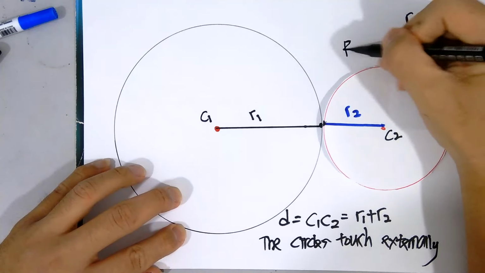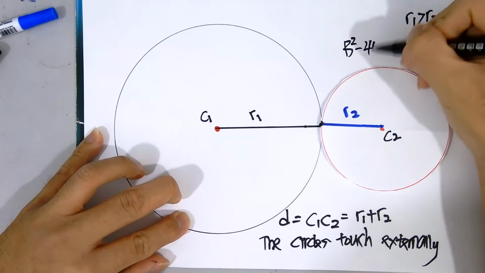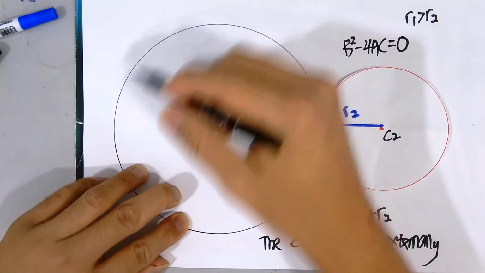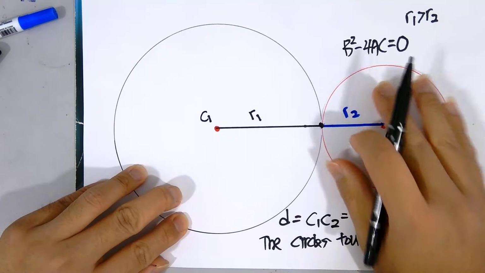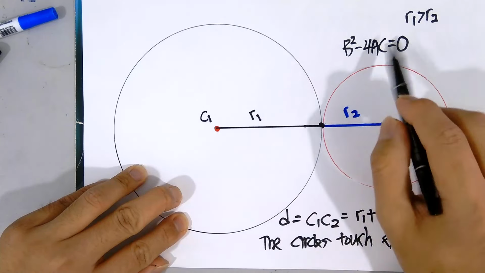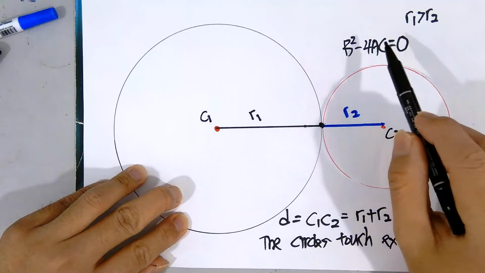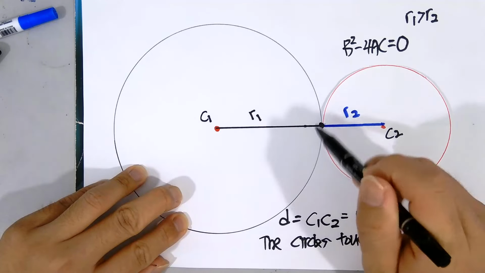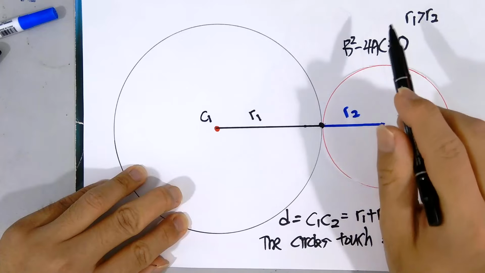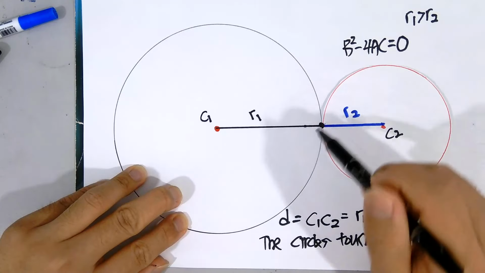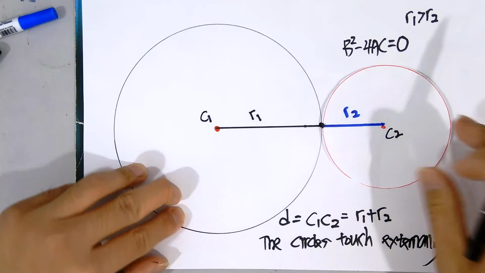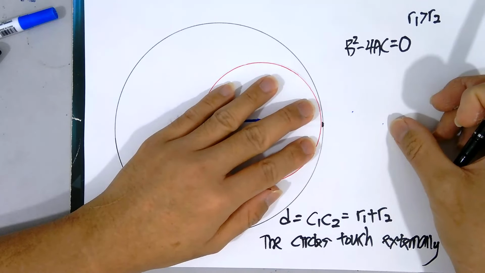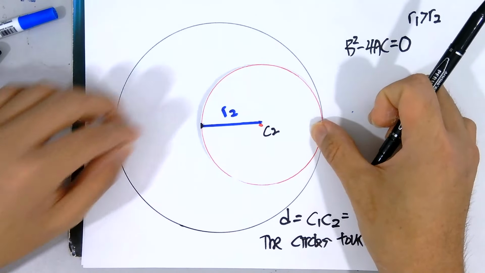Why am I going to explain this situation? Because b squared minus 4ac equals 0. What is the meaning of equals 0? It means that these two circles are intersecting at only one point. This discriminant only helps us show that these two circles have one real root, one intersecting point, but it does not really show that the two circles touch externally, because the two circles can also touch internally.